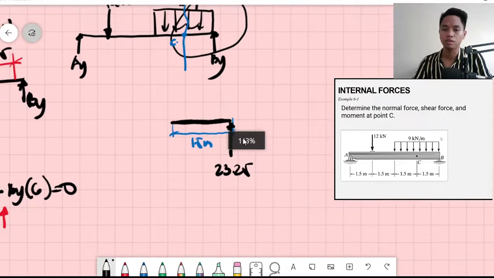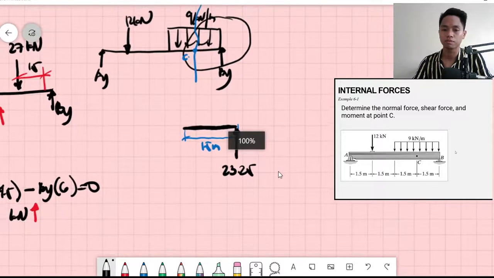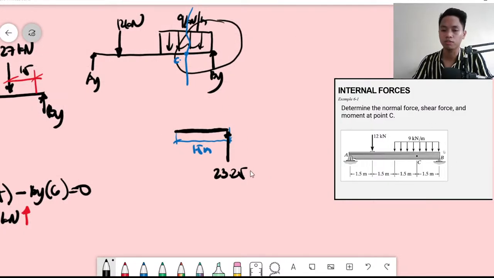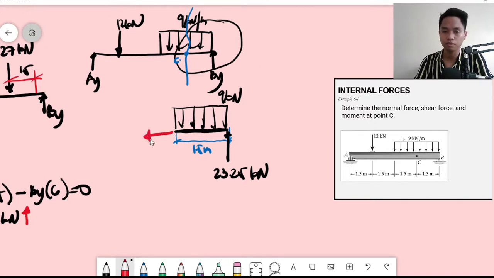Okay? That is 23.25 kilonewton. Then, nakita natin ang distributed load dito na 9 kilonewton. Then, don't forget, ipagawas na natin ang mga internal loadings. Again, this is our member, so this would be our normal at C. Again, tension na, tension moving away from the member or the segment. So, tension na siya nga normal.